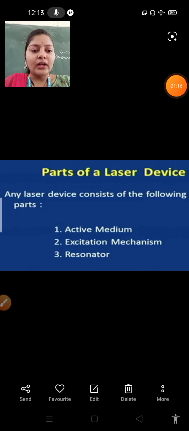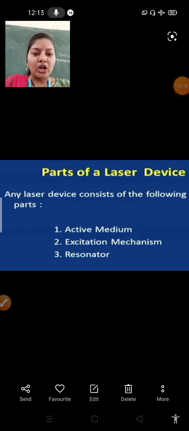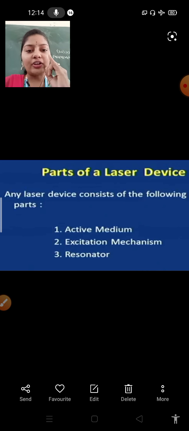And next, the continuation part: the parts of a laser device. Any laser device consists of the following parts. One is the active medium, another is the excitation mechanism, and the third is the resonator. So whatever the laser device, it has these different parts: active medium, excitation mechanism, and resonator.